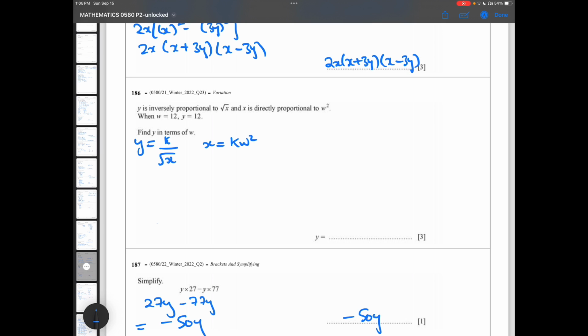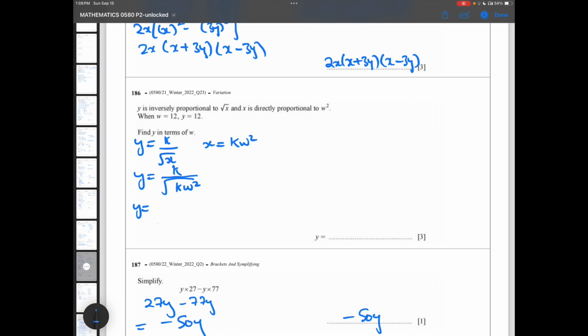Now it says when w is equal to 12 and y is equal to 12, find y in terms of w. Okay, so first let's calculate k. So over here I will write y is equal to k upon, in place of x we can write kw square. So k upon square root, in place of x I am writing kw square, k upon square root k w square.